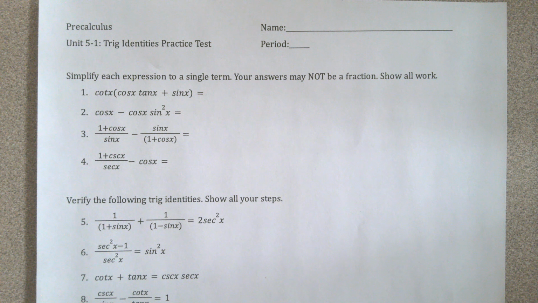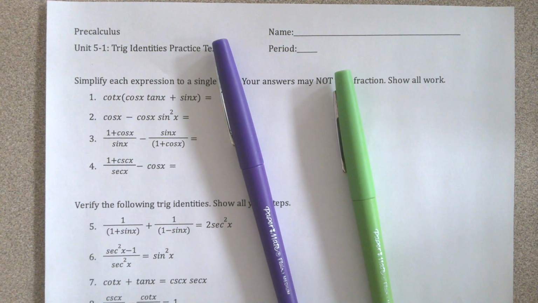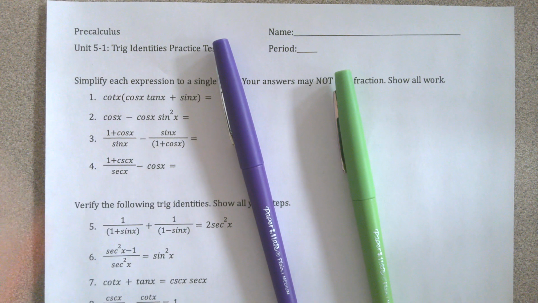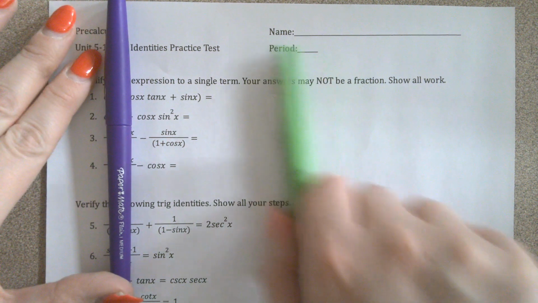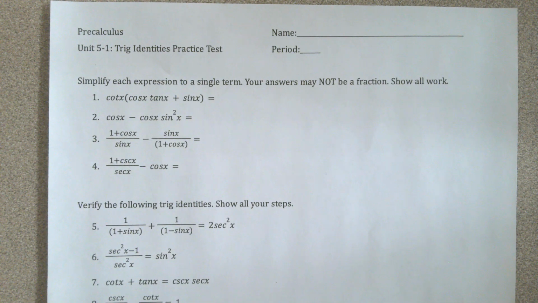When I'm going through these, I'm going to kind of color code my different ways. So my go-to color is purple, so the first way I do it will be in purple, and then if there's a second way, I'll do it in green. All right. First problem. Number 1.